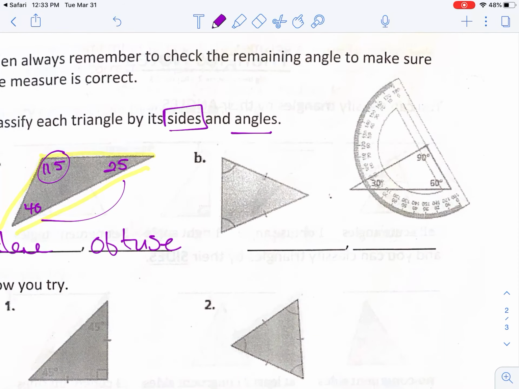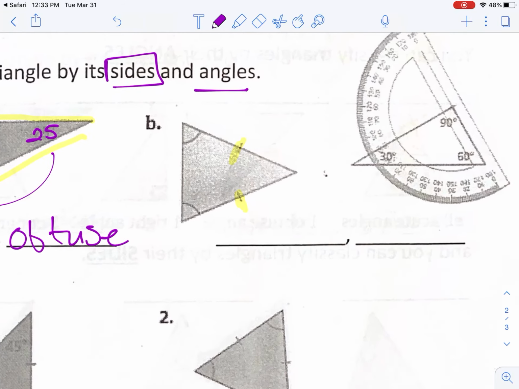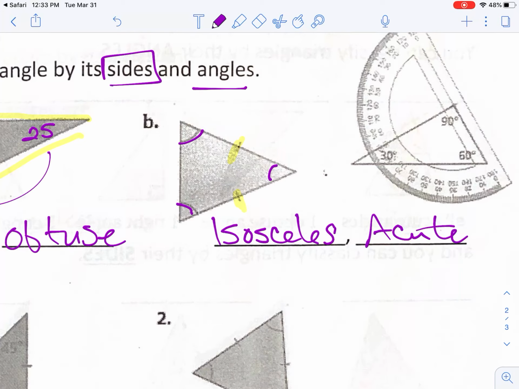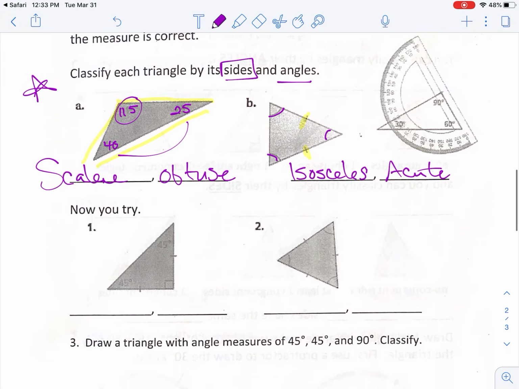Okay. Looking at B, let's classify it by its sides. Okay, so we have a tick mark here and a tick mark here. So we've got two sides that have the same measure, which means that's an isosceles triangle. And then if we look at the angles on the inside, those two are the same. They're acute. This one's also acute. So three angles that are less than 90 is an acute triangle. So that triangle is isosceles and acute.